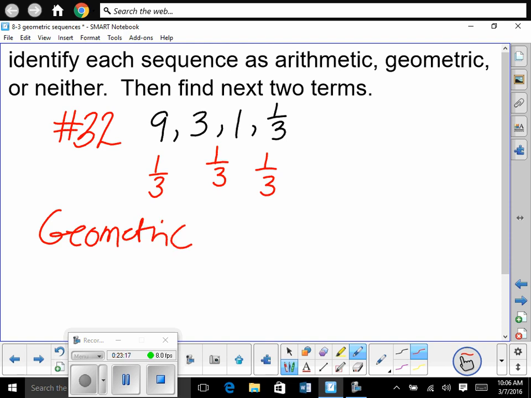It says find the next two terms. Since it's only 2 more terms, I'm just going to multiply each of those by what we would multiply. So it's 1/3 times 1/3. Multiply straight across. This should be in your head. 2/3? No, we don't add. What do we do? 1/9. We multiply straight across. So 1/3 times 1/3 is 1/9. Now this should be in your head. What's 1/9 times 1/3? 1/27. We found the next two terms, okay?